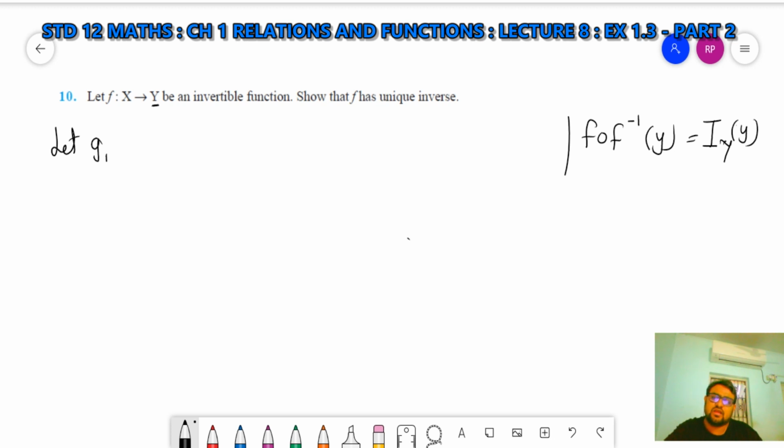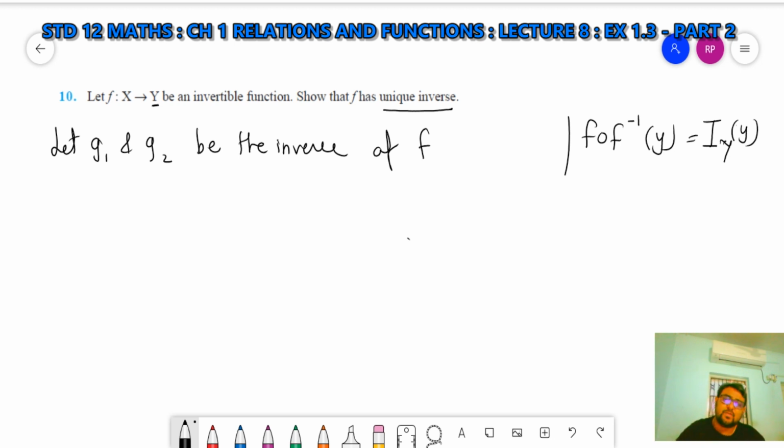Let g1 and g2 be the inverse of f. Means, see, I am taking two inverses. You have to show that it is having a unique inverse. So I took two inverses, g1 and g2. Now I will prove that g1 will be equal to g2. That means both are the same, and hence we will get that f has a unique inverse. Okay, now say g1 and g2 are the inverses.